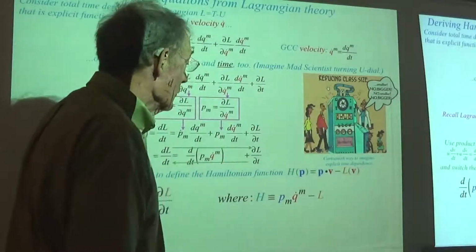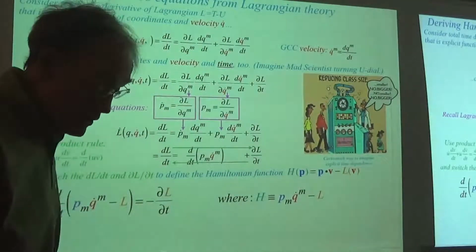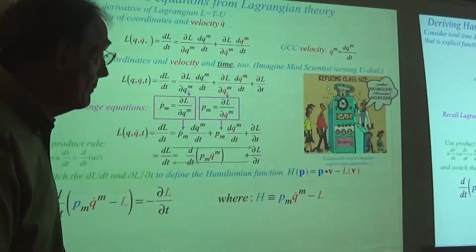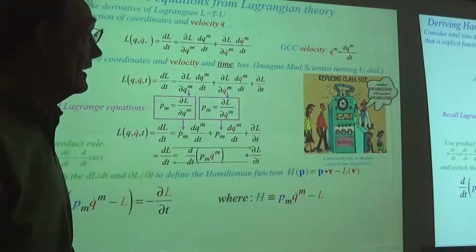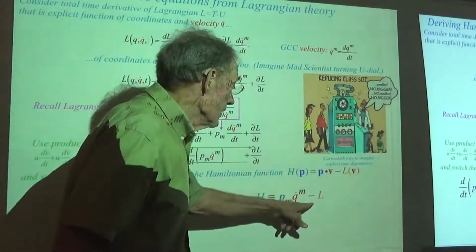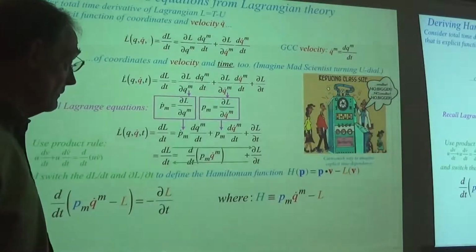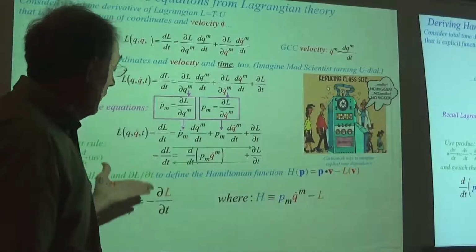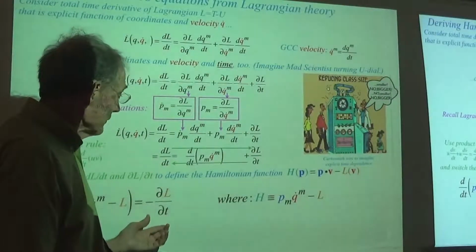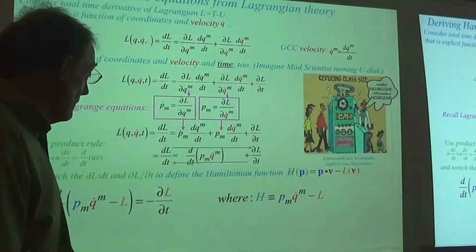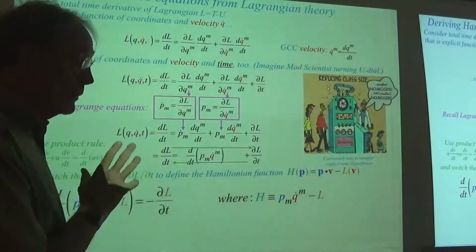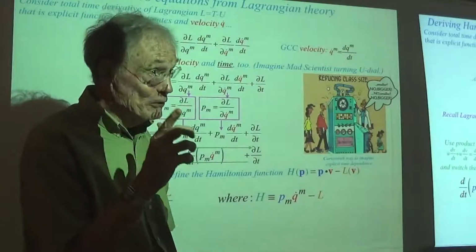That's the good old Legendre transformation between H and L. And this is the H right here. And there's the time derivative, total time derivative of it, being equal to the partial derivative with respect to time of the Lagrangian. Now that's where you see right away the advantage of the Hamiltonian.